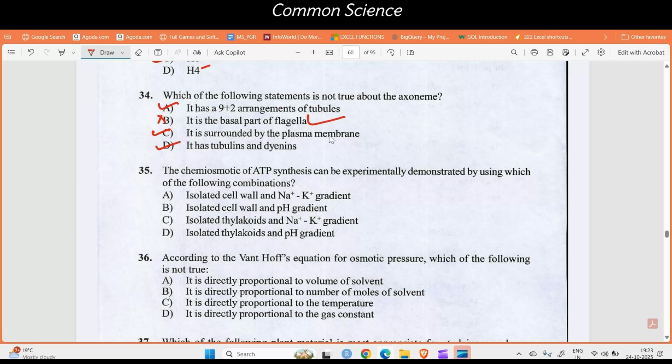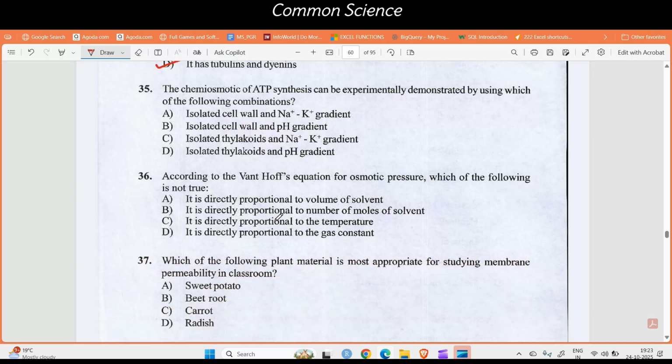Okay. Moving on to the next question, question number 35. We say that the chemiosmosis of ATP synthesis can be experimentally demonstrated by using which of the following combinations? Isolated cell wall, no. Isolated cell wall and pH gradient, no. Isolated thylakoids and NAK was no. Okay, option D is the correct answer here because this ATP synthase is present in the thylakoids.